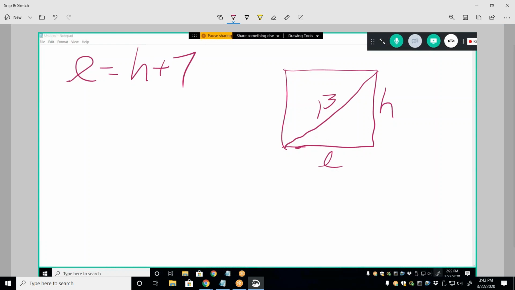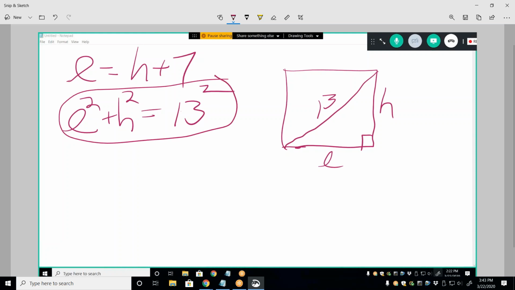Okay. And what other equation can we apply? It's a right triangle. So what do I know? I know L squared plus h squared equals 13 squared. Pythagorean theorem. And now I can use substitution. I can substitute h plus 7 in for L, and I'll have one function that's all h, and I can solve for h, and then I can solve for L.